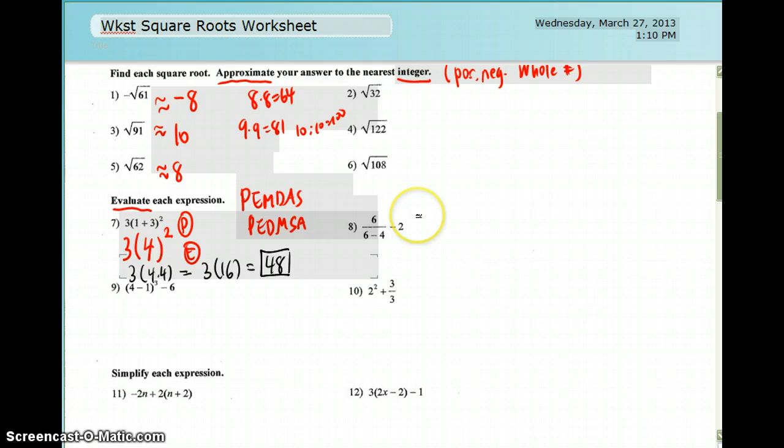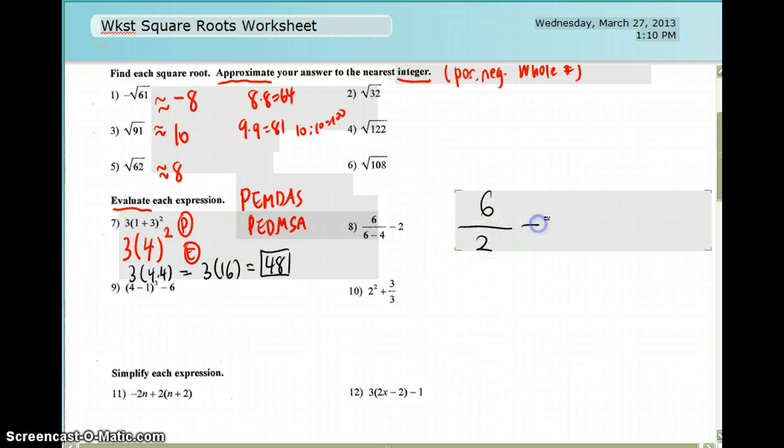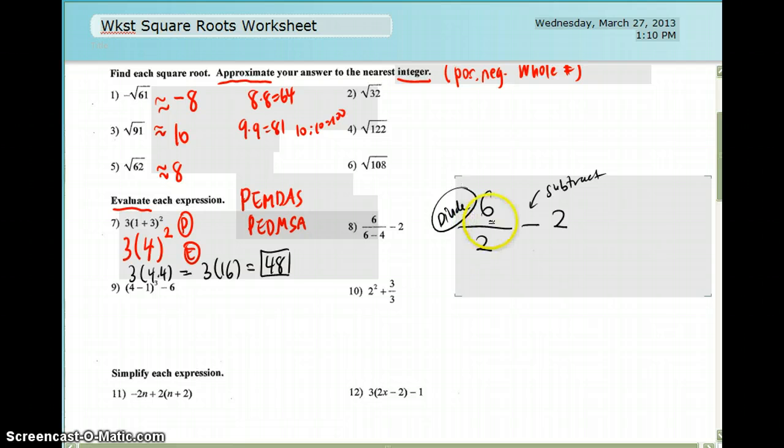On number 8, when I have operations to do in a denominator or a numerator, I want to do that first. So keep the fraction bar. 6 goes in your numerator. I'm going to do 6 minus 4, which is 2. Then I'm going to subtract 2. So here, the fraction bar means divide. Here means subtract. So in PEMDAS, I want to do divide first. So then I'm going to divide 6 by 2, giving me 3. Subtract 1. Then my answer is 1.